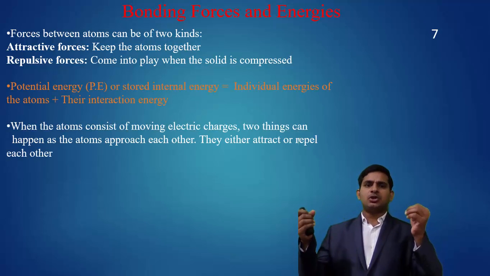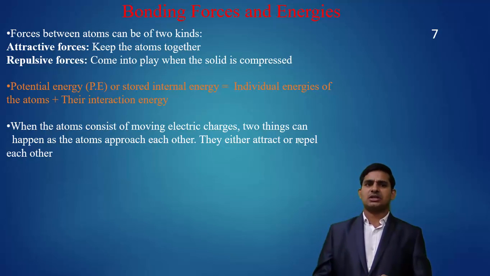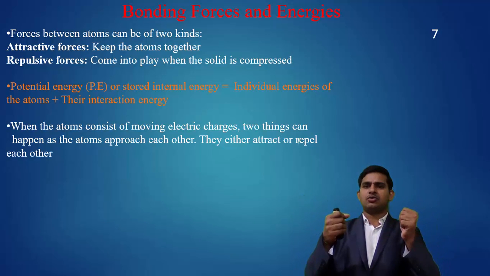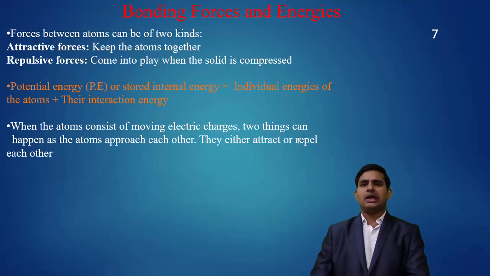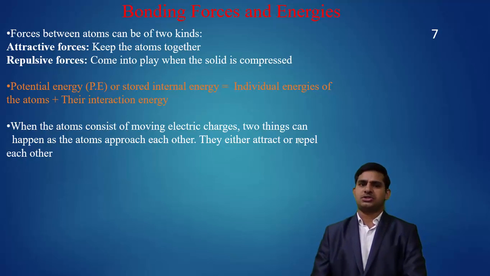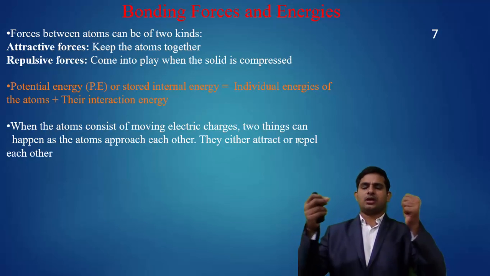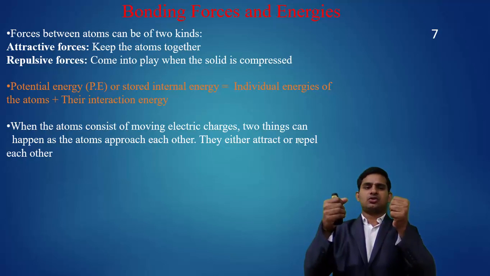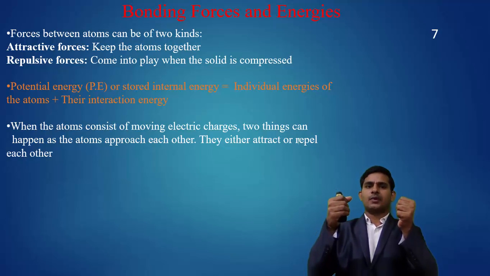Now, there is a possibility of two kinds of forces existing when two atoms come close to each other or move away from each other. They may be attractive forces or repulsive forces. In the case of attractive forces, the two atoms come together at a particular position, and the two atoms are separated by some distance. This is called the bond length.